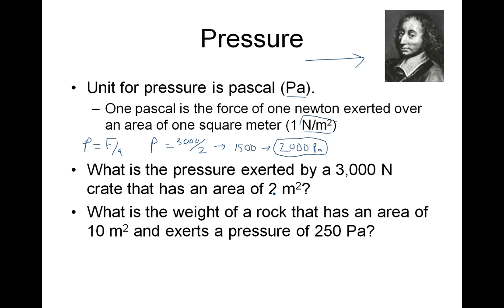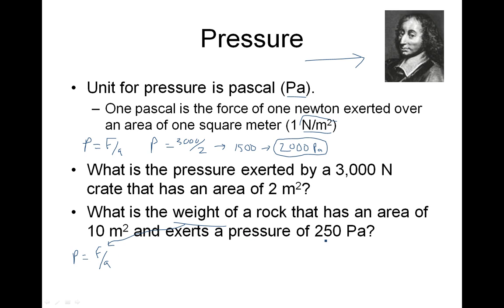Let's change it around a little bit, and let's say, what is the weight of a rock that has an area of 10 meters squared and exerts a pressure of 250 pascals? So this time we are looking for weight. So P equals F over A. If we're looking for weight, which letter is that? Hopefully remember that weight is the force of gravity. So we're looking for the F in this case.